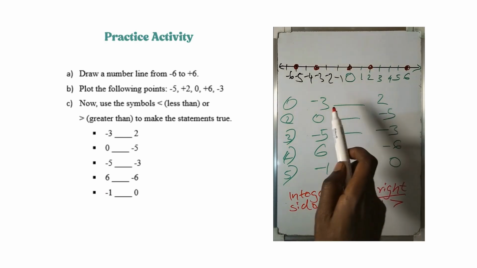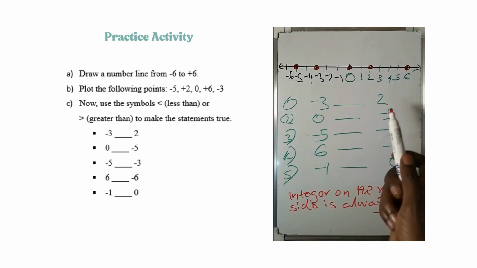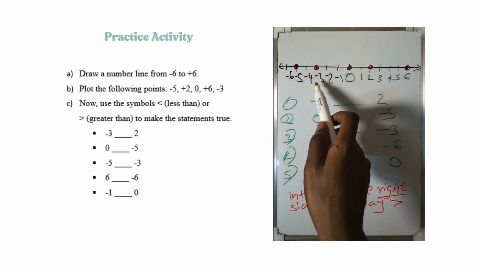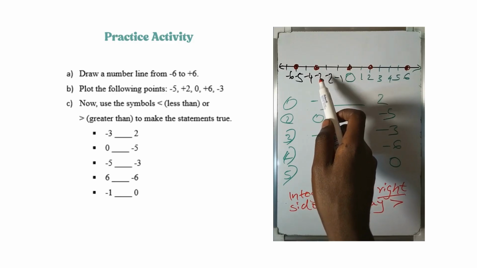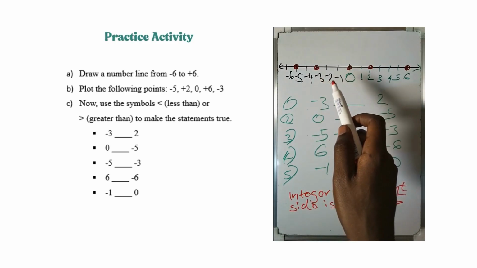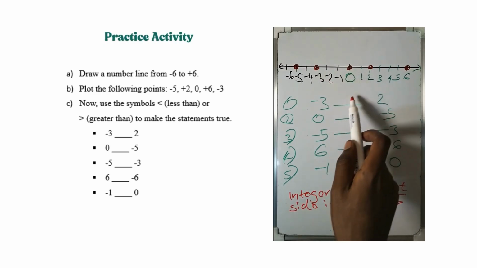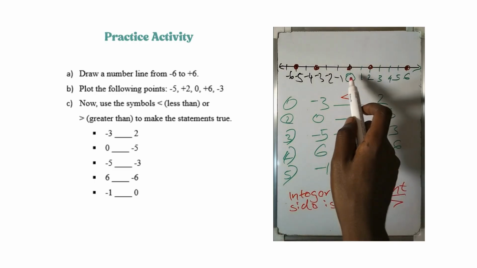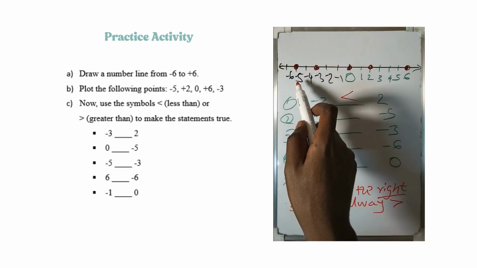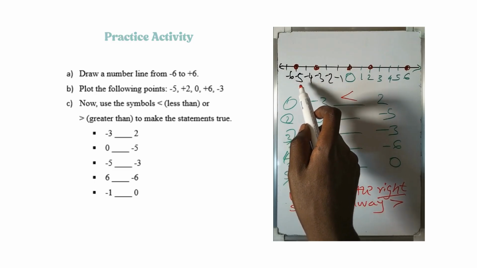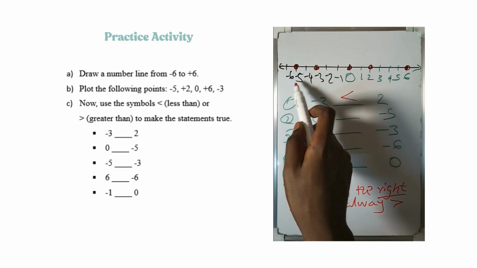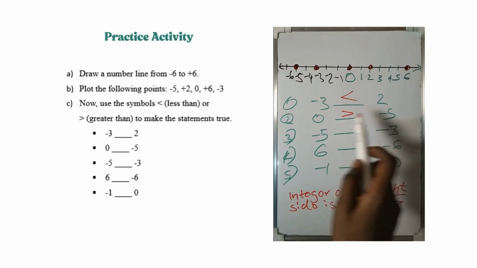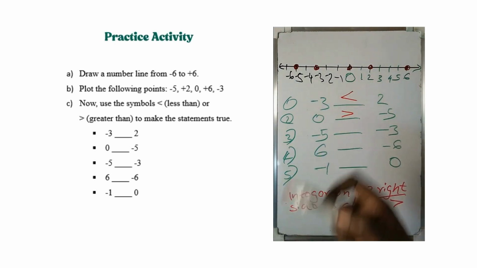So -3 and 2, which one is on the right side? 2 is here, and you have -3 here. So -3 is on the left side. So -3 is less than 2. 0 and -5. 0 is here, -5 is here. Which one is on the left side, and which on the right? On the left side is -5, on the right side is 0. So 0 is greater because it is on the right side of the number line.